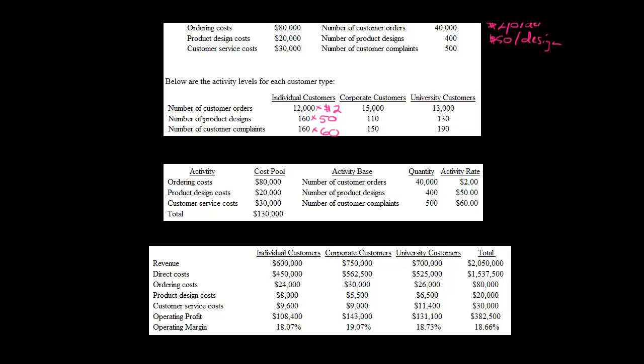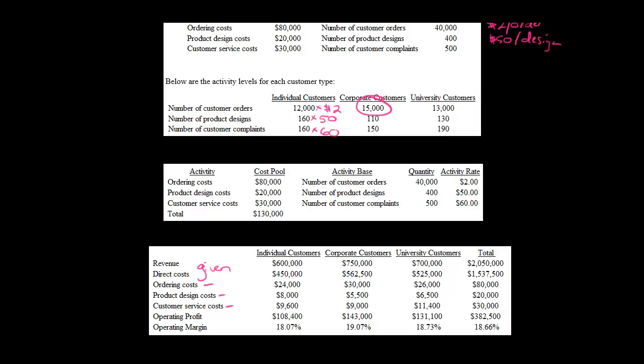Now remember, again, the revenue and direct costs, these were just given. I just gave these to you. These were tracked by the company. So the ones that we're allocating are the ordering, the product designs, and the customer service. So I'm just going to go through the corporate customers. I won't go through university because once I do this, you'll be able to see.